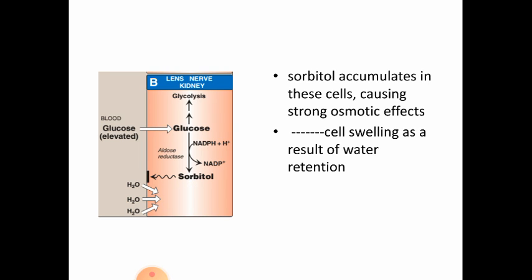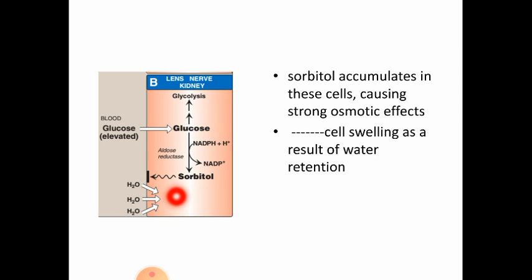Here you can see, during hyperglycemia, more glucose will be there in the blood. The glucose value in blood is elevated, and then more glucose is entering the nerve, lens and kidney tissues. So, more glucose entering means more sorbitol. Glucose is getting converted into sorbitol by the enzyme aldose reductase. So, more glucose means more sorbitol, and more sorbitol will attract water.